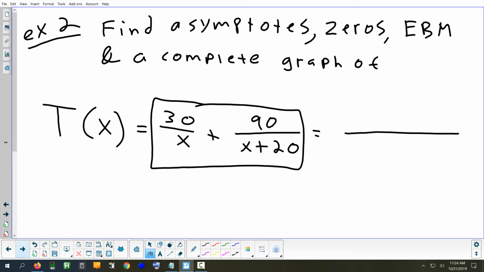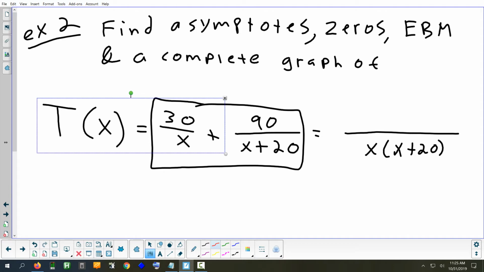How do you find a common denominator when you have two fractions? And I think we did this yesterday. Yeah, multiply the denominator on the left by the denominator on the right. So your denominator on the left is x, the one on the right is x plus 20. Common denominator is x times x plus 20.